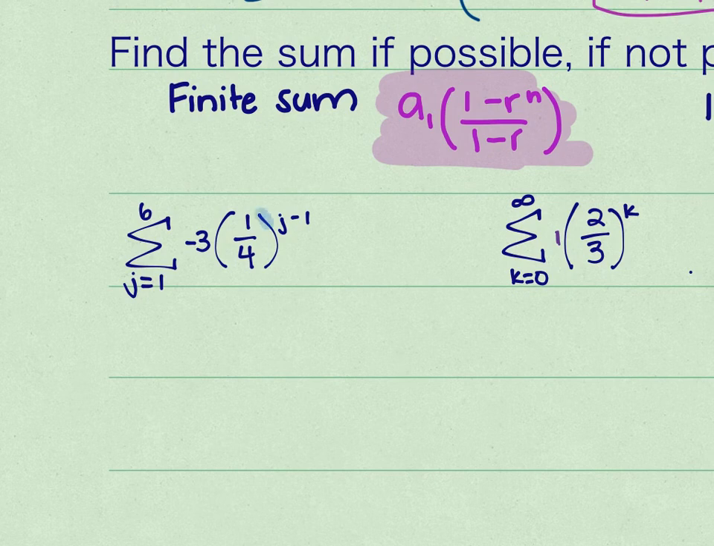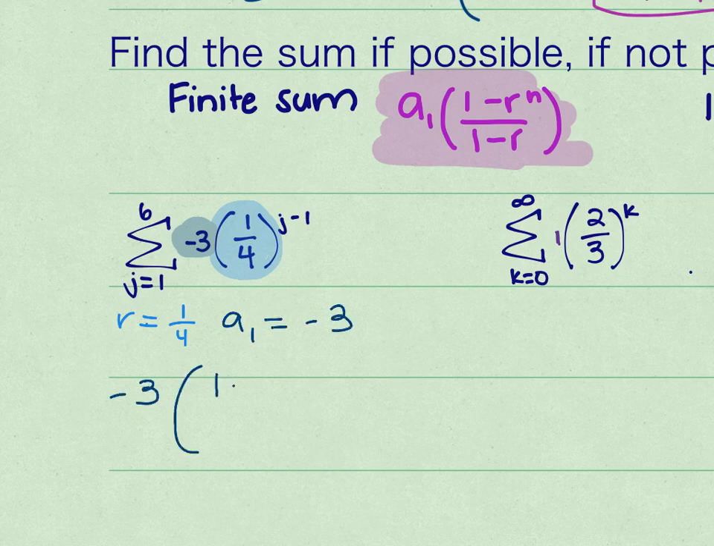The r is whatever's being raised to the exponent. So the r in this case is 1/4. The a sub 1 is whatever's next to that, which in this case would be negative 3. So I'd get negative 3 times 1 minus 1/4 to the 6th power, and the N, if the bottom number is 1, the top number is my N. Over 1 minus 1 fourth. 4 times 4 times 4 times 4 times 4 times, I don't know, I lost count. 6 times would be 4,096.